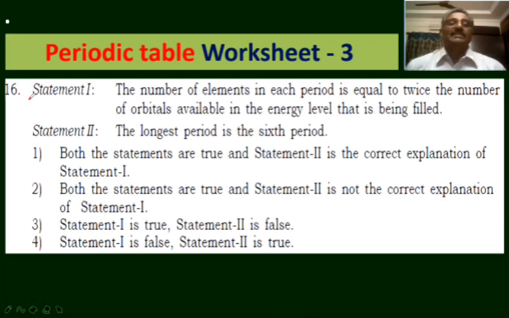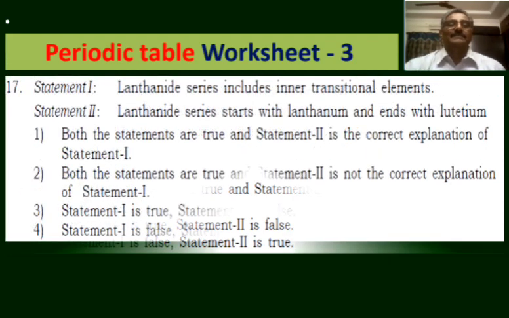Next, 16th question is also a statement type of question. The number of elements in each period is equal to twice the number of orbitals available in the energy level that is being filled. This statement is true, as each orbital can accommodate 2 electrons. The second statement is the longest period is the 6th period. This is also true. But this is not the correct explanation of first statement. Actually, first statement is the correct explanation of second statement, but second statement is not the correct explanation of first statement. So second option is right option for 16th question also.